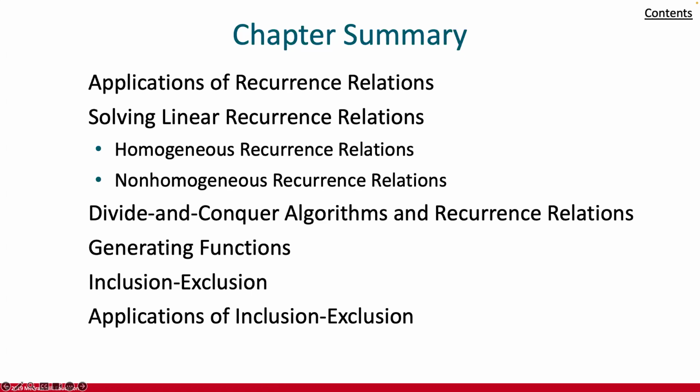One such problem is how many strings of length n do not contain two consecutive zeros. To solve this problem, let A of n be the number of such strings of length n, and an argument can be given that shows that the sequence A of n satisfies the recurrence relation A of n plus 1 equals A of n plus A of n minus 1, and the initial conditions A of 1 is equal to 2 and A of 2 is equal to 3. This recurrence relation and the initial conditions determine the sequence A of n.